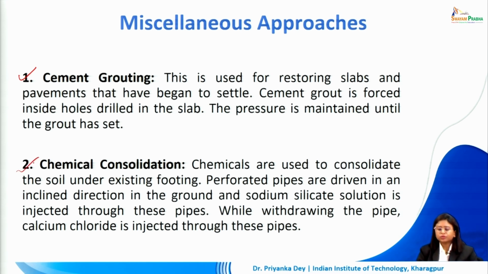In chemical consolidation, chemicals are used to consolidate the soil under the existing footing. Perforated pipes are driven in an inclined direction into the ground. Sodium silicate solution is injected through these pipes. While withdrawing the pipe, calcium chloride is injected through these pipes. So we are using various chemicals like sodium silicate and calcium chloride to alter the soil condition rather than changing our existing foundation like the previous load transfer methods which we were studying.